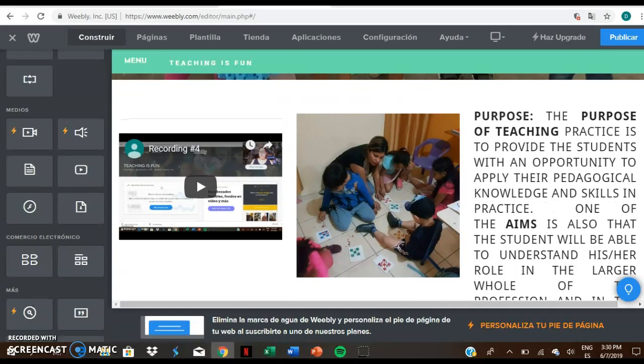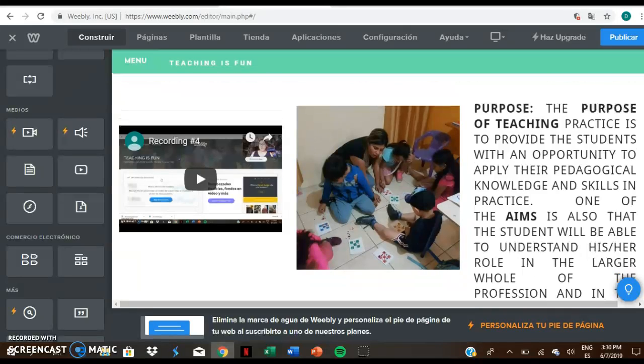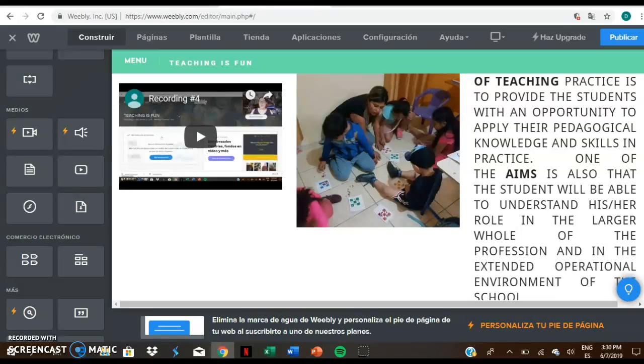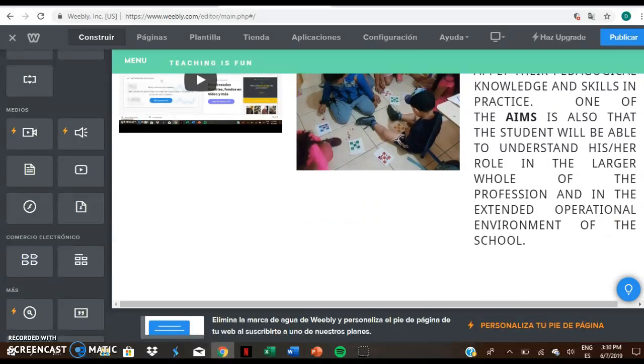We have the purpose. The purpose of teaching practice is to provide the student with an opportunity to apply their pedagogical knowledge and skill in practice. One of the aims is also that the student will be able to understand his or her role in the larger world of the profession and in the extent operational environment of the school.